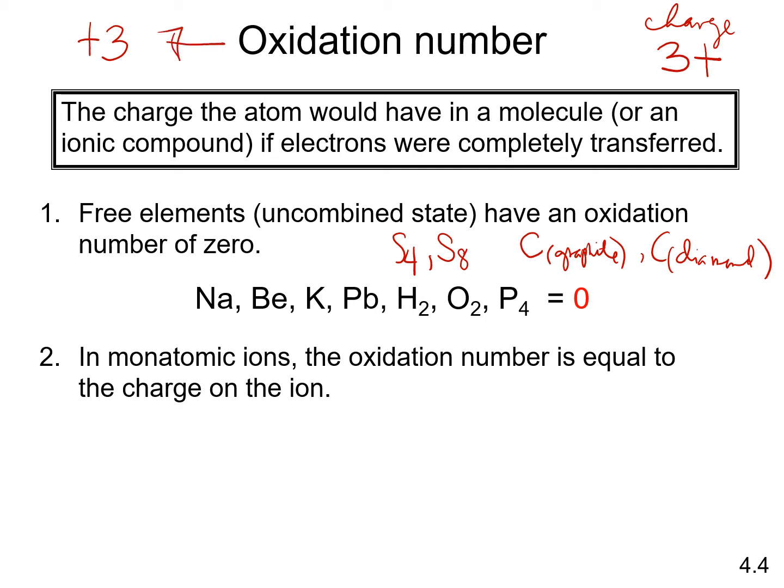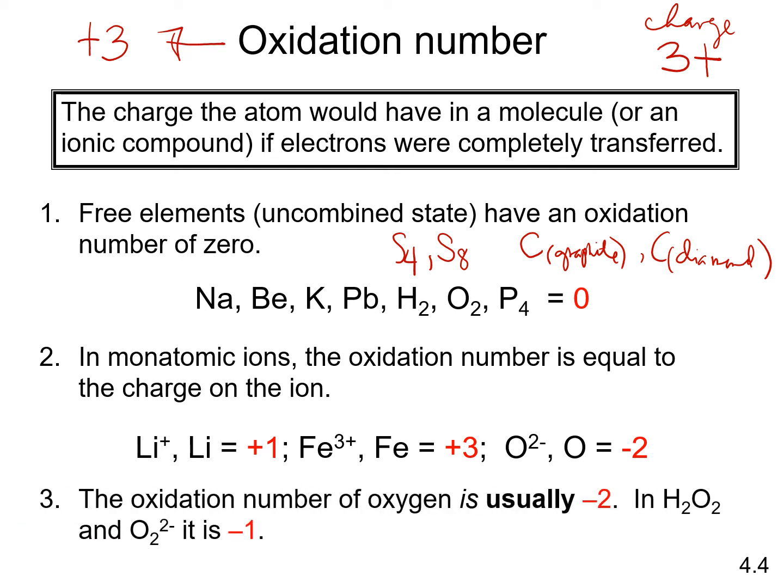Okay, so let's continue with rule number 2. Number 2, in monoatomic ions, the oxidation number is equal to the charge on the ion. So for example, Li+, so the charge is +1, so that's also the oxidation number of that atom. Fe3+, the 3+, the charge is also the oxidation number. O2-, that's also -2. So the oxidation number is equal to the charge.